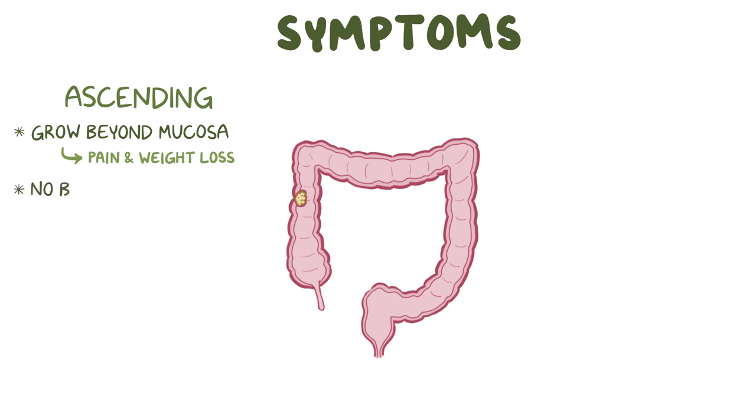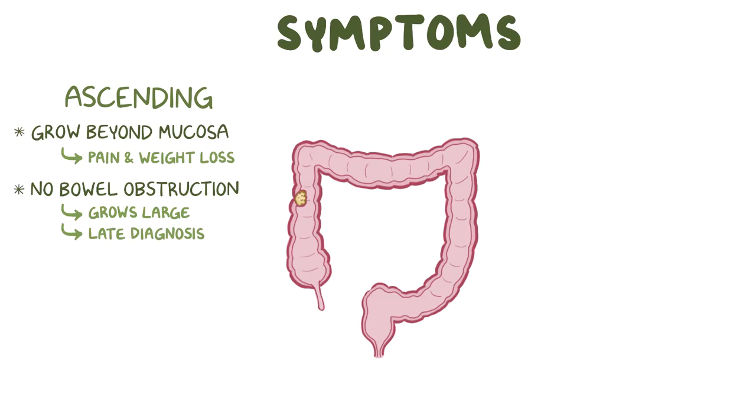Typically, these tumors don't cause bowel obstruction, which means that they can grow quite large before causing symptoms, and that also means that there's often a late diagnosis. These tumors can ulcerate and bleed, and over time, the bleeding can lead to iron deficiency anemia.